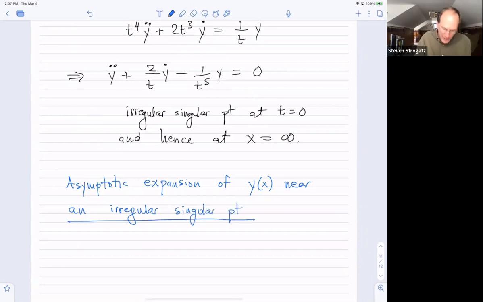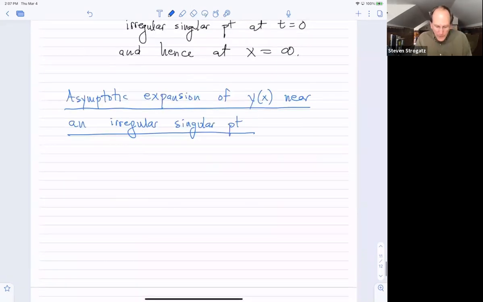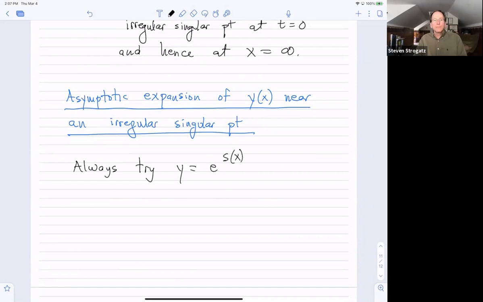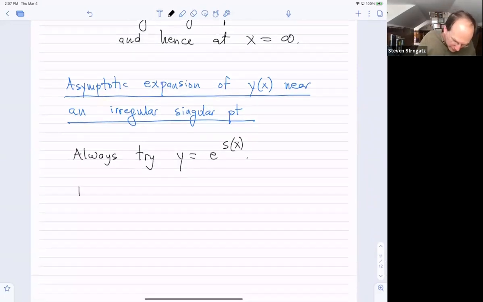These second order linear ODEs with variable coefficients. So the strategy that Bender and Orszag advocate and that we'll be using is to essentially always try something of the form y equals e to some function s of x. That's an ansatz, so we'll just make that guess. And then we're going to calculate y prime and y double prime with this guess. So y prime, if we do this, would be s prime e to the s of x.